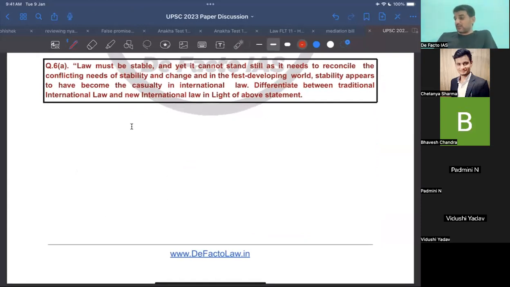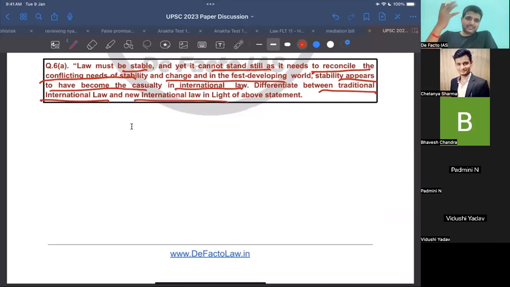चलिए. Now let's come to question number 6A. It says कि law must be stable, yet it cannot stand still, that it needs to reconcile conflicting needs of stability and change in a fast developing world. Stability appears to have become a casualty of international law. Differentiate between traditional international law and modern. Right? Basically, that is asking about the basis.